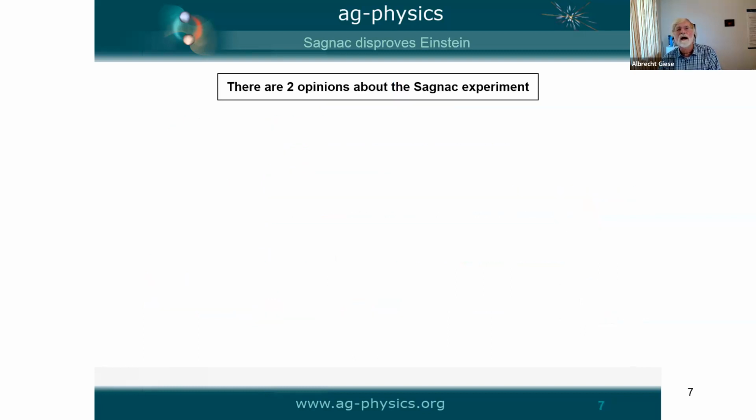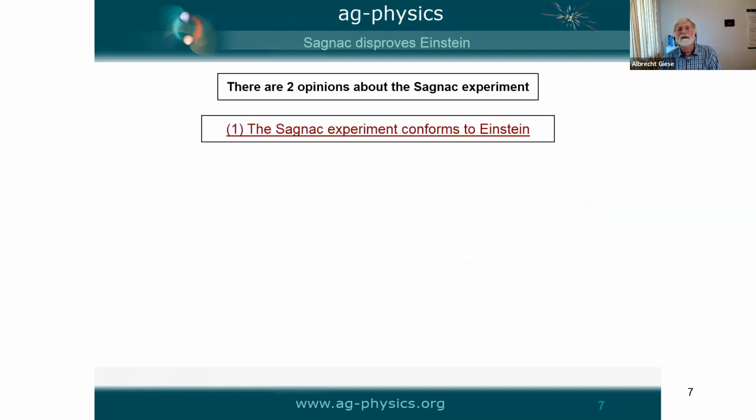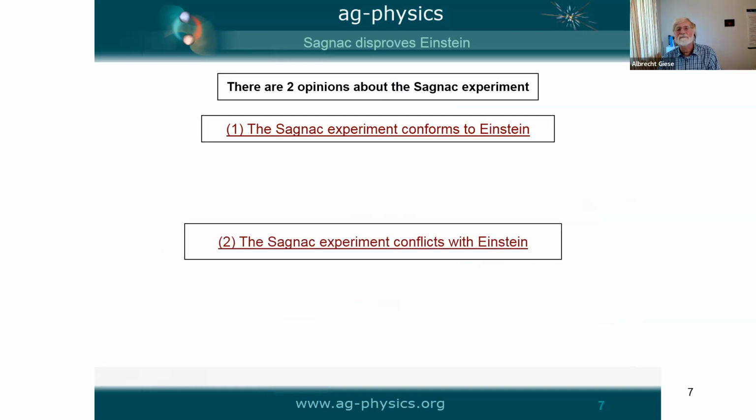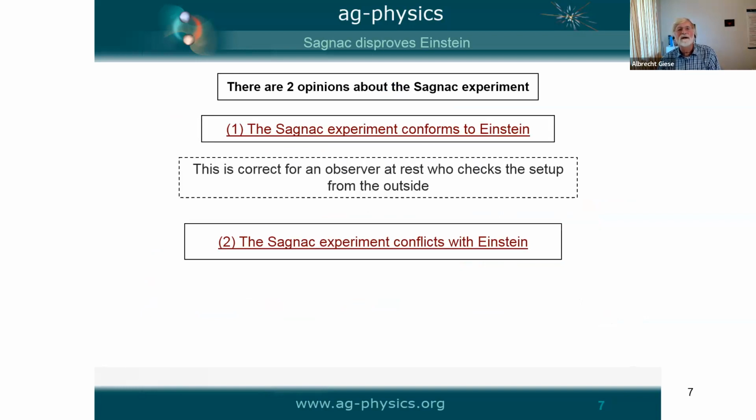Now, back to Sagnac. There are two opinions about the Sagnac experiment. The one says the Sagnac experiment conforms to Einstein, and this was frequently investigated and published, with most with this result. The other says the Sagnac experiment conflicts with Einstein. Who is right? One can say both are right in a different way, or from a different perspective. The positive opinion is correct for an observer at rest who checks the setup from the outside.